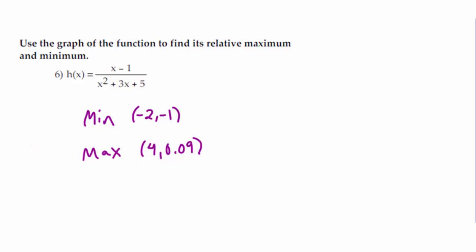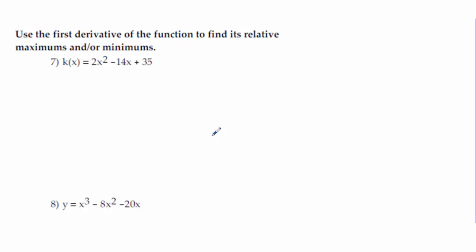On 7, we're finding the relative maxes and mins again. This time, though, it specifies to use the first derivative. So this is, in the instructions, I'm trying to help you remember what to do. I want you to find the first derivative, so let's take the derivative of this and get 4x minus 14.